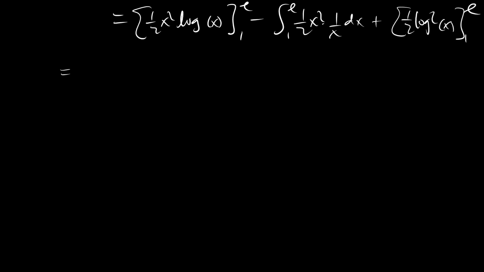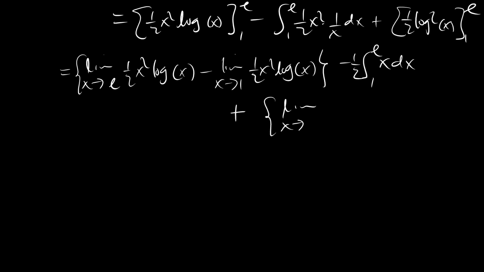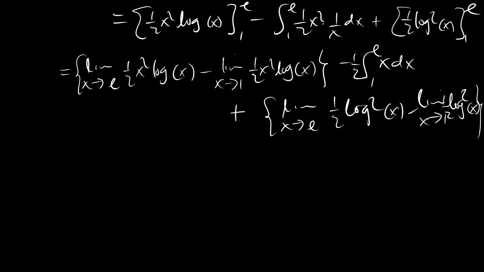And this becomes the limit as x tends to e of half x squared log of x, minus the limit as x tends to 1 of half x squared log of x, right? Minus the integral from 1 to e of, actually, we can pull the half out, of x, plus the limit as x tends to e of half log squared of x, minus the limit as x tends to 1 of half log squared of x. As we can see, log of 1 tends to 0, so this tends to 0. This also tends to 0, right?